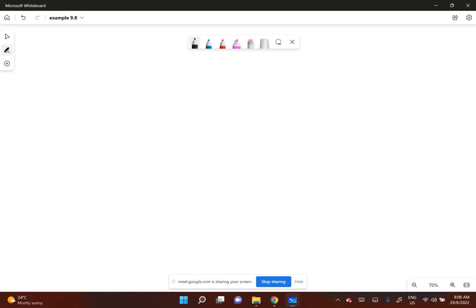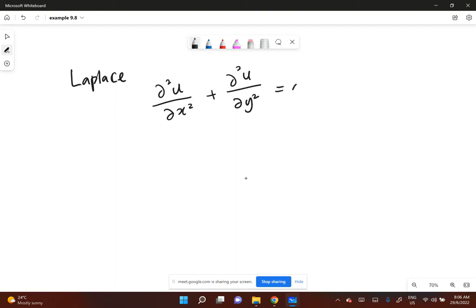Okay. The Laplace equation is like this. Laplace is the second partial derivative of u with respect to x plus the second partial derivative of u with respect to y, equal to 0. So for this one, that means u of x, y. The independent variables are x and y.